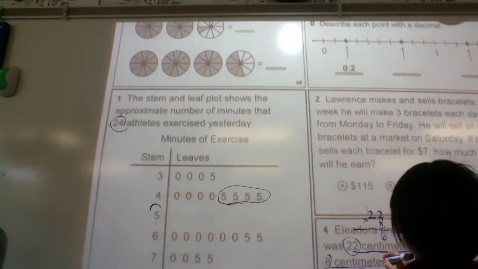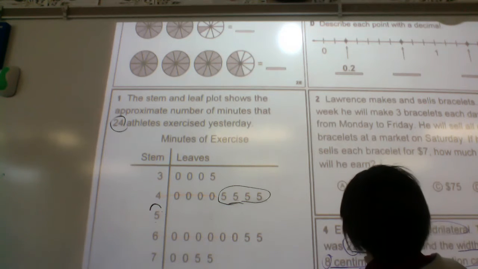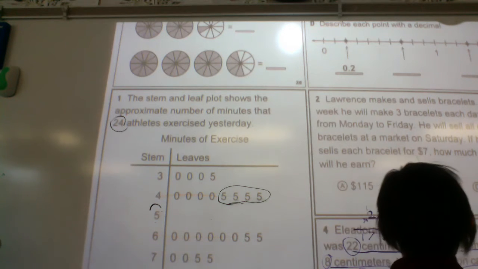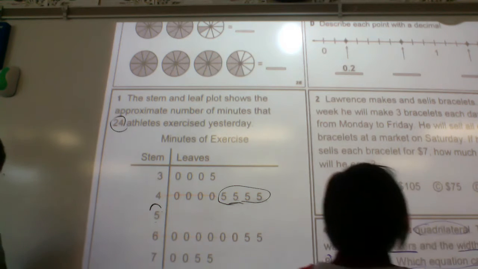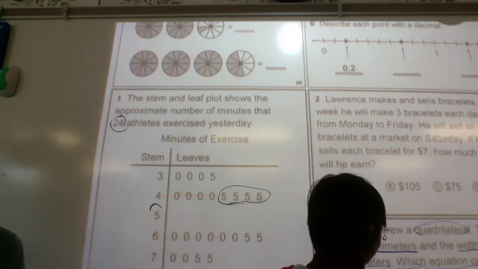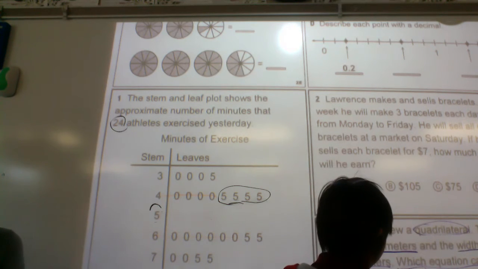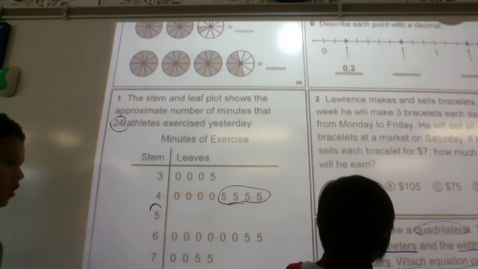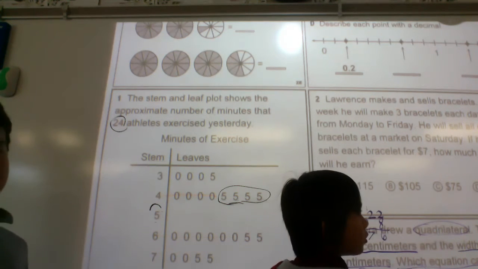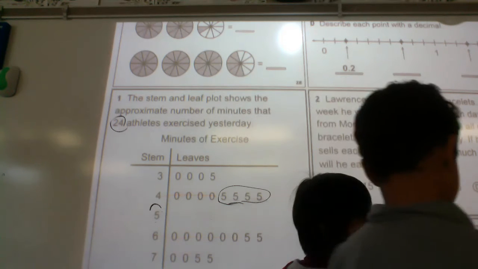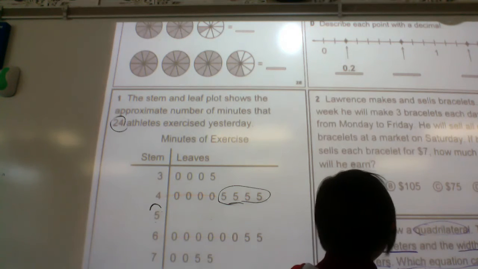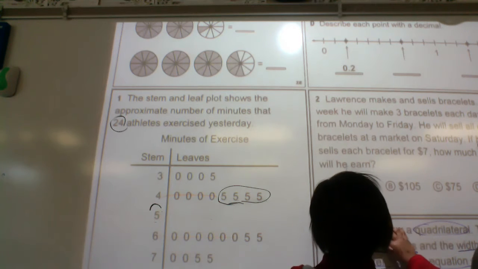All right, now Bobby says, Elladora drew a quadrilateral. The length was 22 centimeters and the width was 8 centimeters. Which equation can be used to find P, the perimeter of the quadrilateral? So perimeter means to do what? Add all the sides. Add up all the sides. And a quadrilateral has how many sides? 4. A quadrilateral has 4 sides.